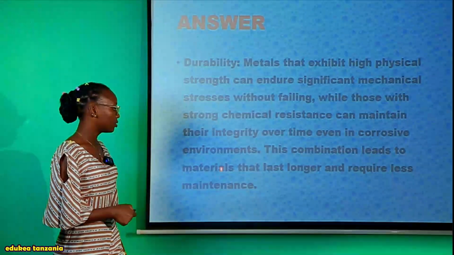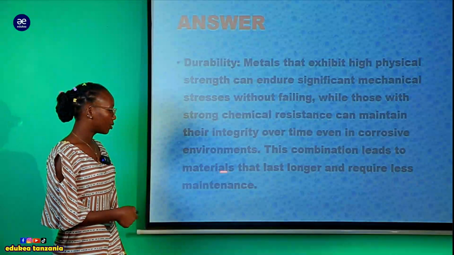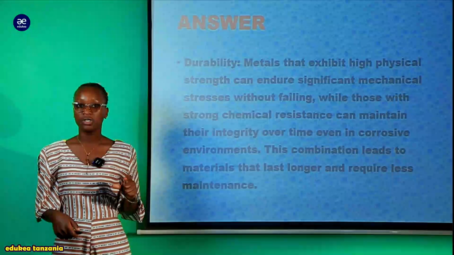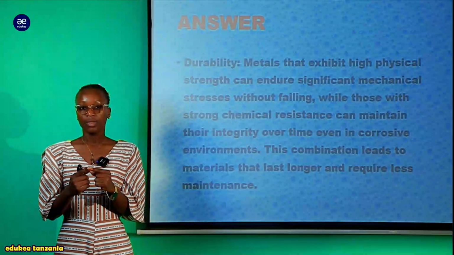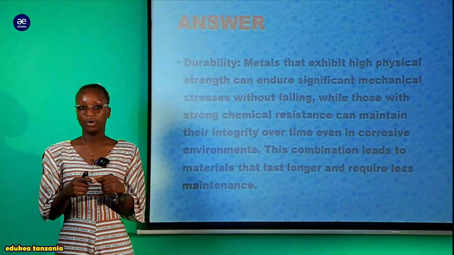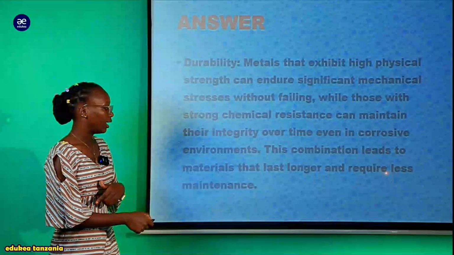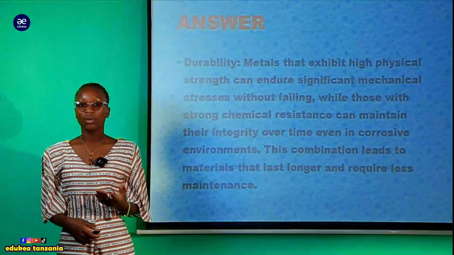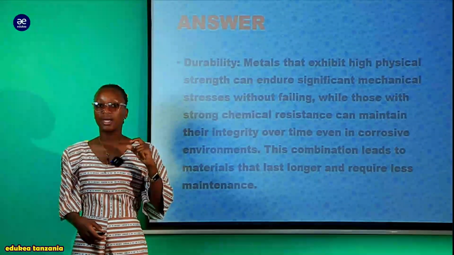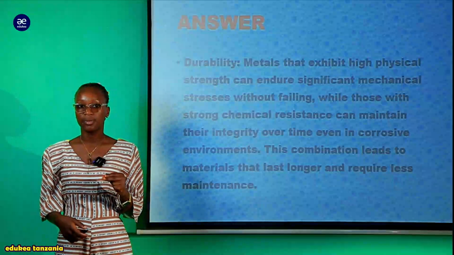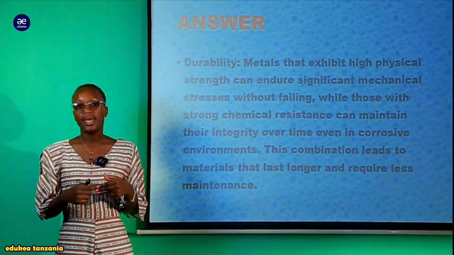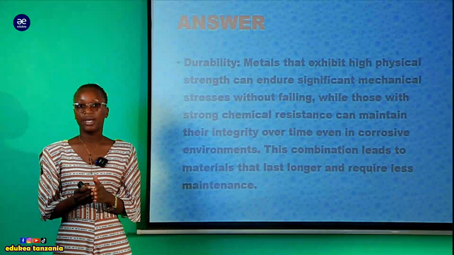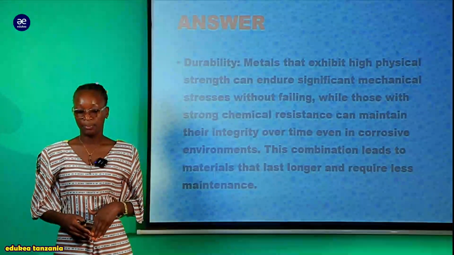So this combination leads to materials that last longer and require less maintenance. Kwa hiyo kama kutakuwa na physical properties and chemical properties of those metal at the same time, utaona kwamba itapelekea those materials or those metals kuwa stay longer, materials that last longer and require less maintenance. Kwa hiyo utaona kwamba materials ambayo yako made of the chemical strength and the physical strength of the metal both together, yanakuwa na long lifespan, lakini pia ile maintenance inakuwa at low or at minimum.